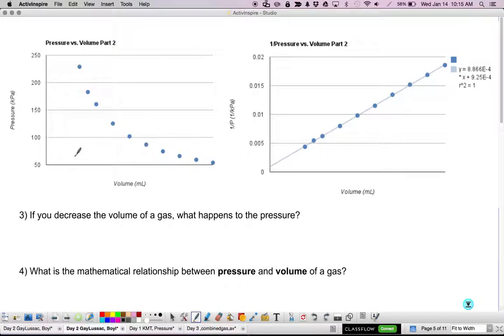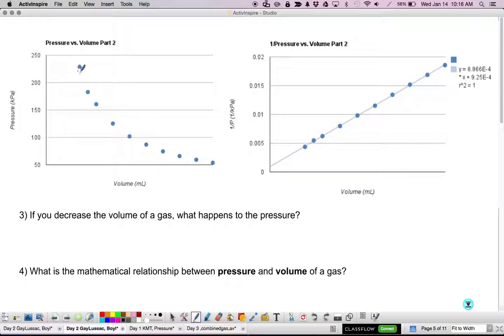All right, now on to the second half. Here I have two graphs, and these are the two graphs that you should have got to in order to answer questions 3 and 4 from above. So the first graph that you would make is pressure versus volume.